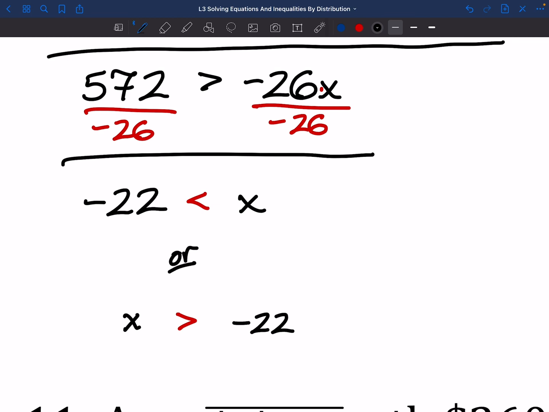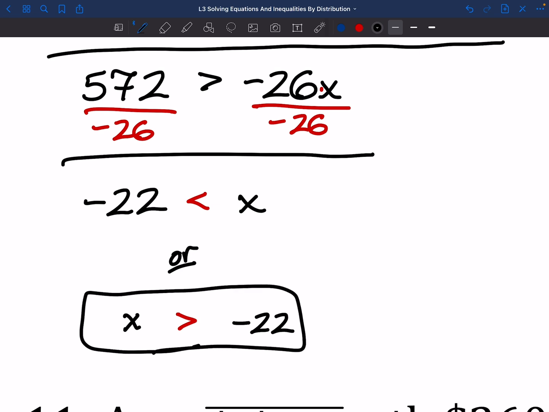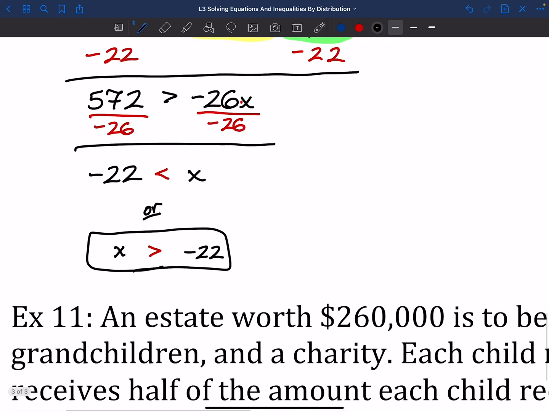If you're feeling a little iffy, like, oh man, I don't want to have to worry about whether I wrote this second way right, you can just leave it with the x on the right-hand side. That's still the same answer. Either one is fine.